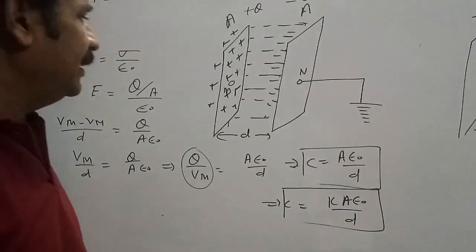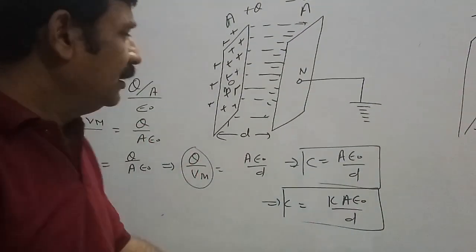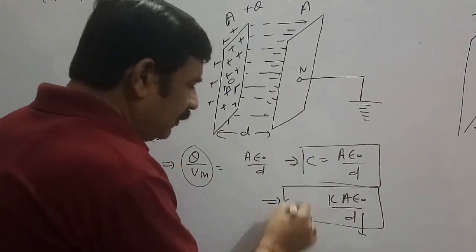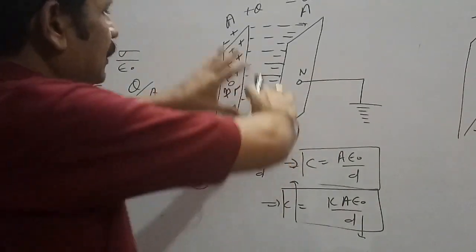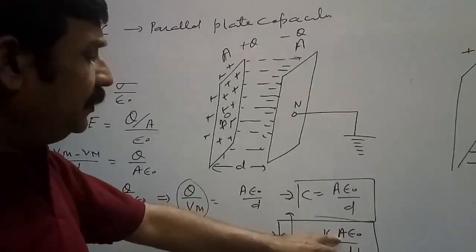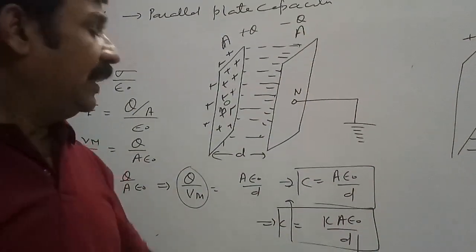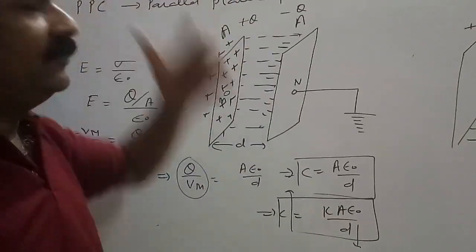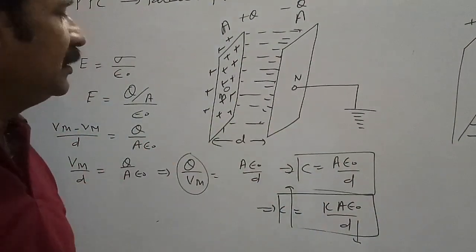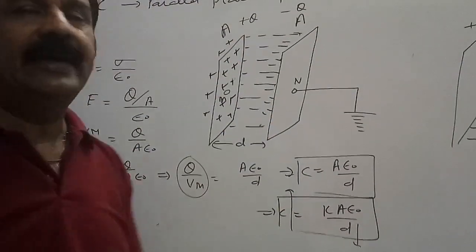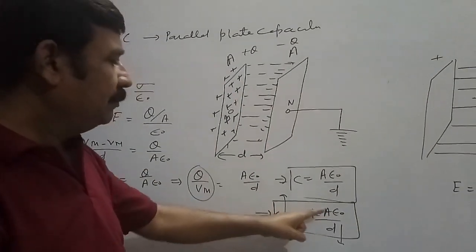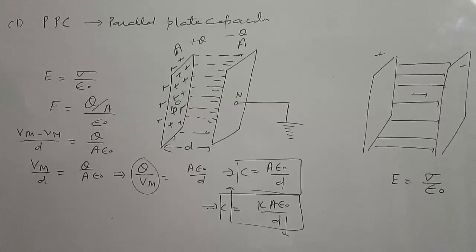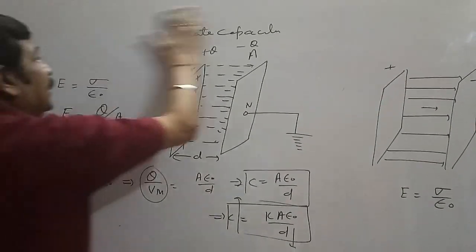This expression also indicates that if you want to increase the capacity of the capacitor, we should take both plates very close to each other, because the lesser the distance, the more the capacity. We should take the plate area of a very large value, because the larger the plate area, the more the capacity. As well, we should choose such a medium whose dielectric constant is very large. These are the different methods by which the capacity of a capacitor can be increased: by increasing K, by increasing A, or by decreasing D. The second type of capacitor is the spherical capacitor.